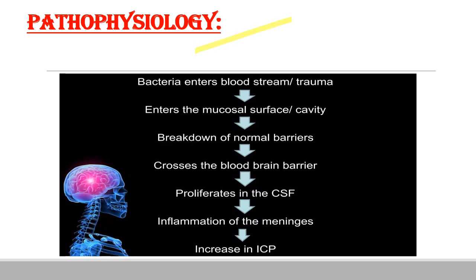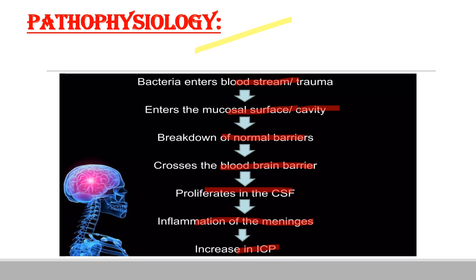What is the pathophysiology? First, bacteria enter the bloodstream or through trauma. Once entered, bacteria reach the mucosal surface or cavity and break down the normal barriers. Once it breaks down the normal barriers, it crosses the blood-brain barrier, BBB, and proliferates in the CSF. Inflammation of the meninges will occur and increased ICP. As a result, increased ICP occurs and further clinical manifestations are shown.